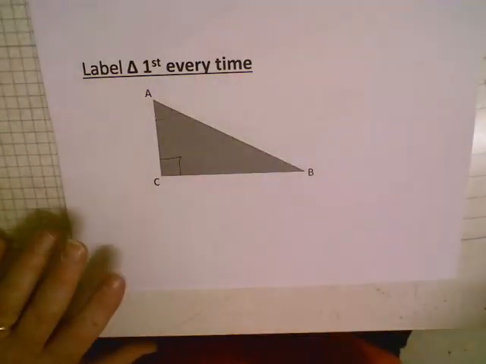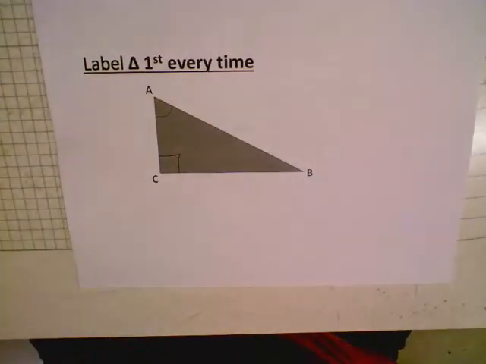The first thing you have to do every single time you're doing a problem that deals with these trig ratios is you must label your triangle first, every single time.